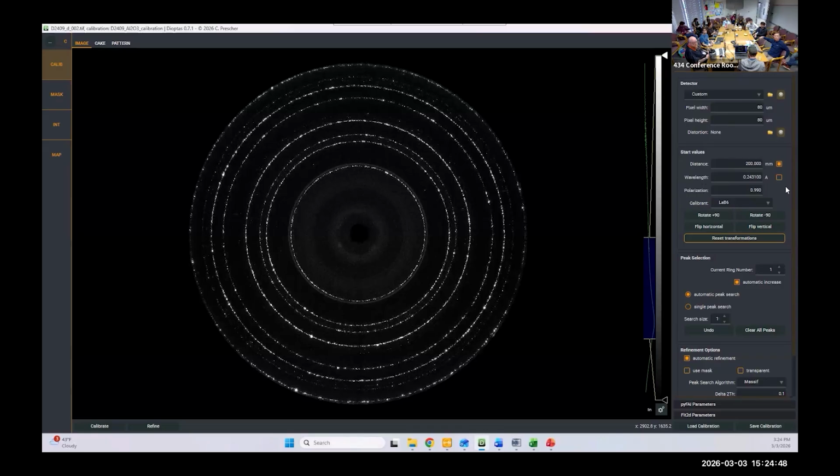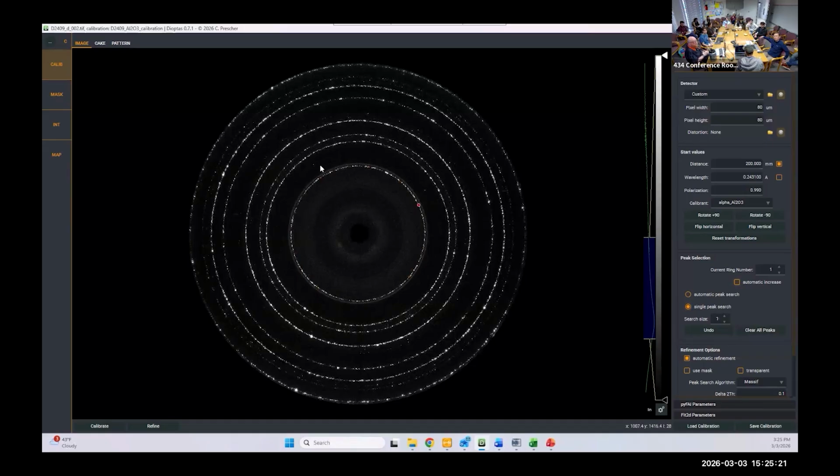You put in the wavelength, the polarization, and what you're using as a calibrant. In this case, it would be Al2O3 alpha. I don't like the automatic peak search, where it should just try to find the peak for me. If I click on it, it found this peak, but I find it doesn't work as well as doing it manually. So I do a single peak search. I don't do the automatic search.